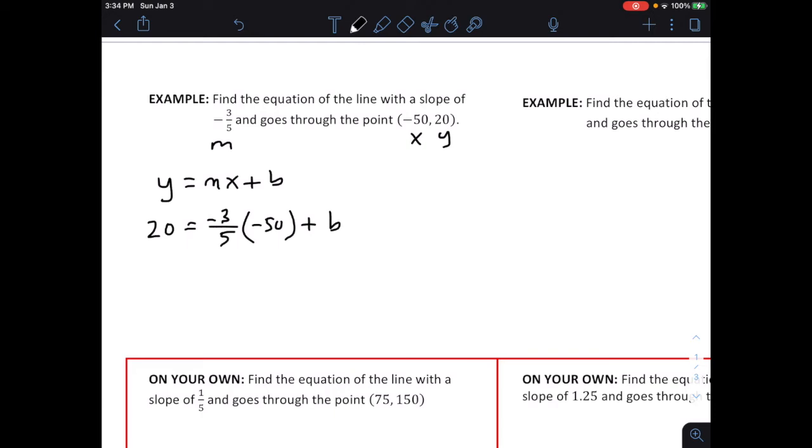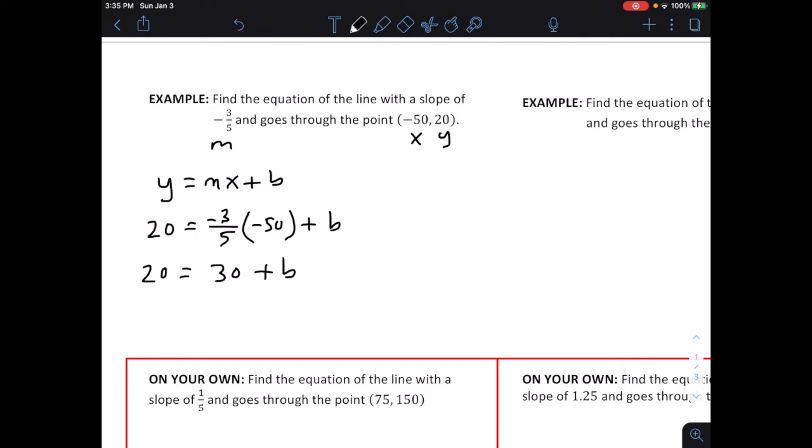Okay, so now this one is a little bit more challenging to simplify that fraction times -50, but it's just -3 times -50 and then divided by 5. So -3 times -50 is 150, positive 150, and then divided by 5 is 30. So we have 20 equals 30 plus b.